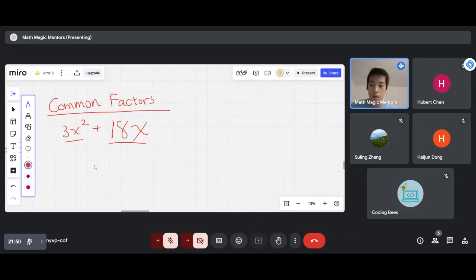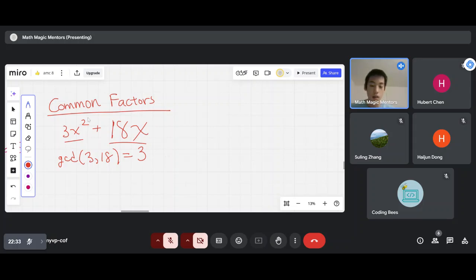What I like to do when I find the common factor of these two terms is, first, I look at the constants. So I look at the greatest common divisor of 3 and 18. That's just going to be 3, because 3 divides 18 and 3 divides itself. Once you divide out 3 from 3 and 18, you're not going to find any more common divisors. So the greatest common divisor of 3 and 18 is 3.